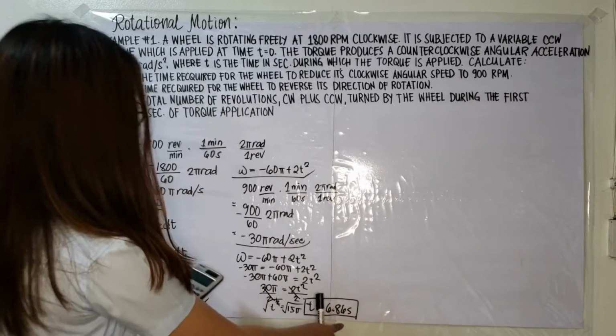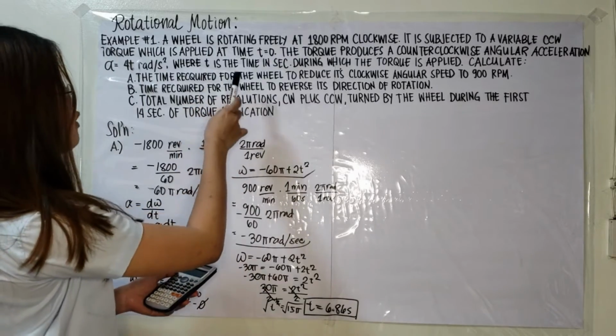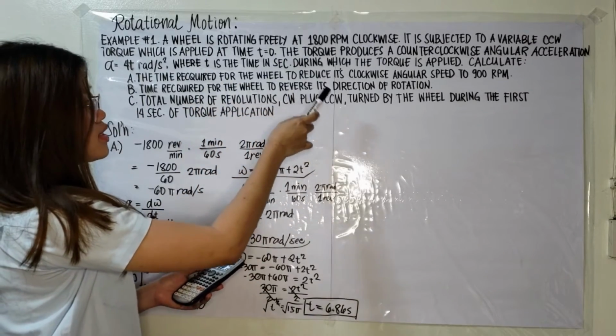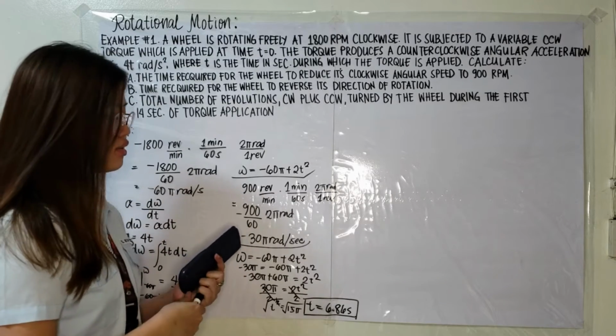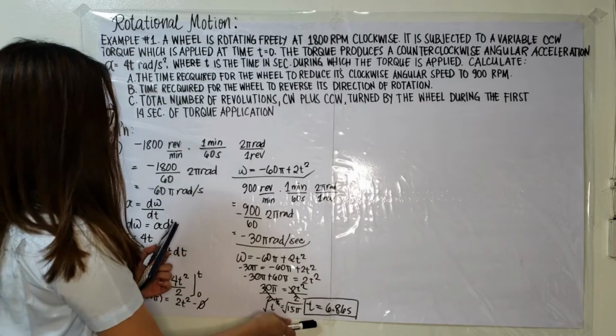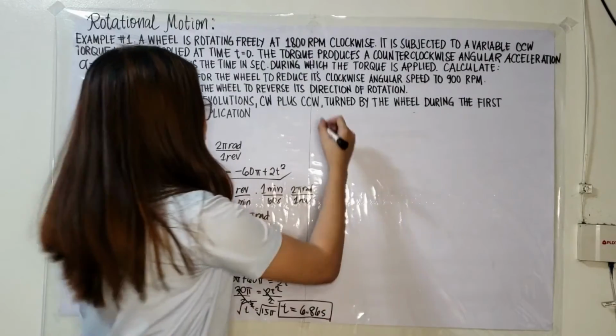So 6.86 seconds is the time required for the wheel to reduce its clockwise angular speed to 900 revolutions per minute. So this is our answer in letter A. Letter B.